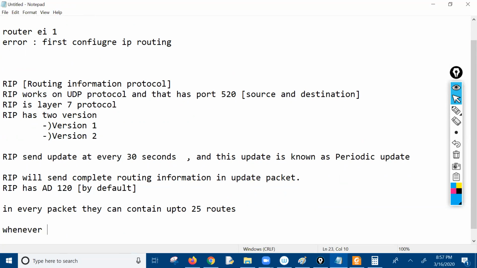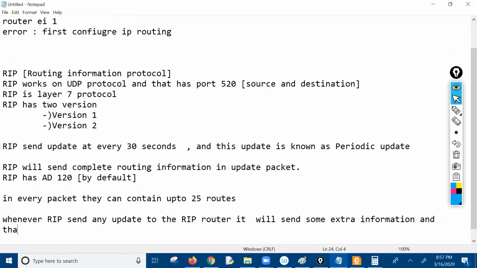Whenever RIP sends any update to the RIP router, it will send some extra information, and that extra information is known as the metric of RIP, that is called hop count.